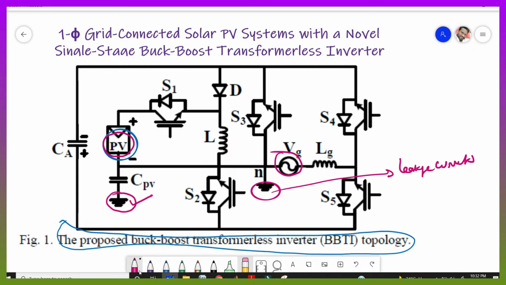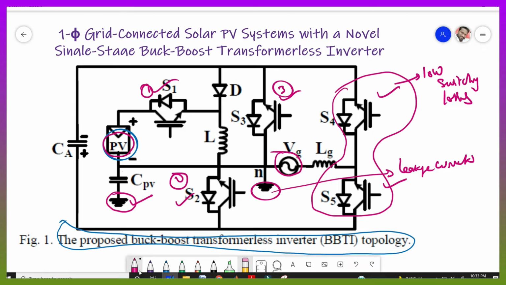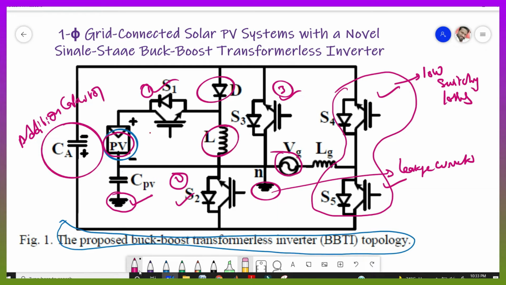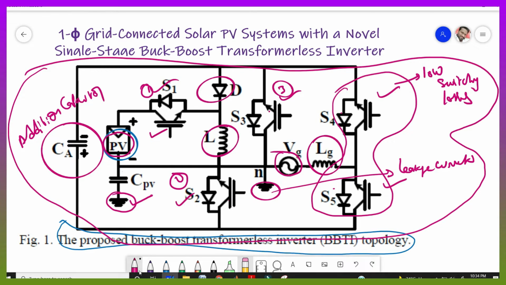And here we are using 5 switches, 1, 2, 3, 4, 5. And here we have an auxiliary capacitor. This is an additional capacitor we are taking, and this diode and this inductor with this switch make the buck boost converter operation. And these 1, 2, 3, 4 switches make the inverter operation. And this is the grid inductor, nothing but the filter inductor, we are taking here. So this is the simple circuit we are taking for our project. So here there are no bulky stages. Here we are taking all the operations in a single stage, in a single circuit only. That is our main theme.